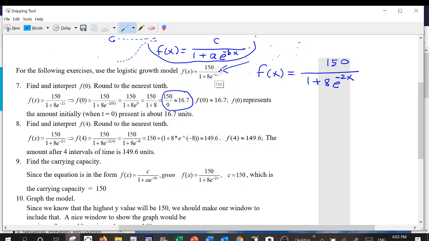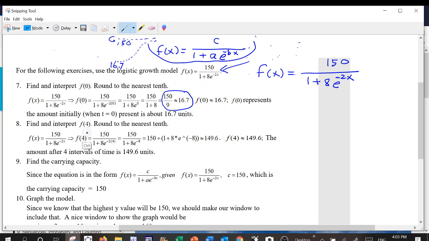So the variable doesn't matter, x or t doesn't matter. So when x or t was 0, then the initial amount we started with was 16.7. So about right here was 16.7. Then of course it started increasing, right? And eventually will reach 150.